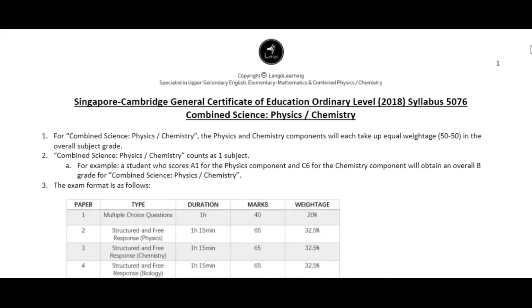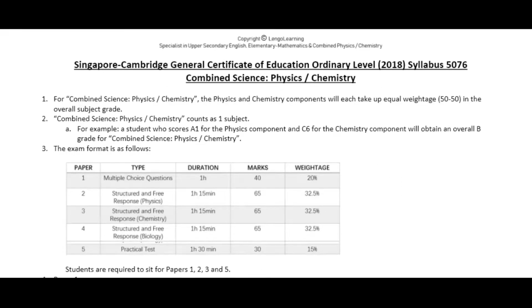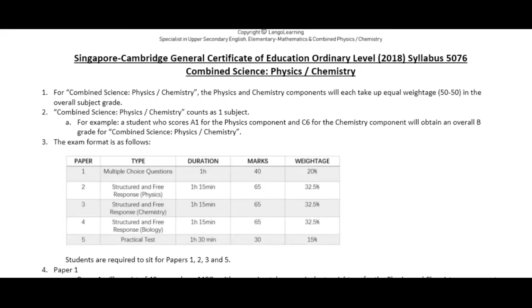So for combined physics and chemistry, one very important thing to remember is that the physics and chemistry components will each take up equal weightage in the overall grade, right? So the physics subject will take up 50%, and the chemistry subject will also take up 50%.